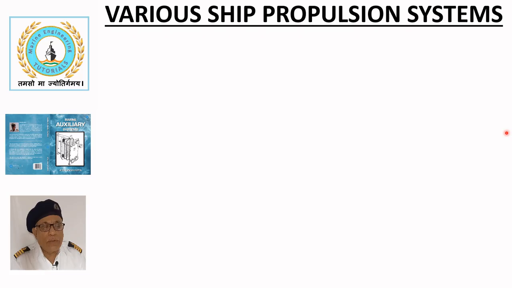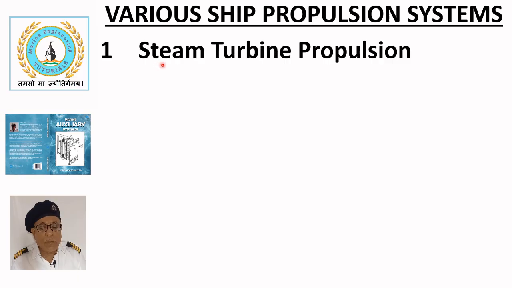Various ship propulsion systems. Ships use different propulsion systems to convert engine power into thrust to move the vessel through water. The choice of propulsion system depends on ship size, speed requirement, fuel efficiency, and operational purpose. Various propulsion systems used on ships are discussed here. Steam turbine propulsion.